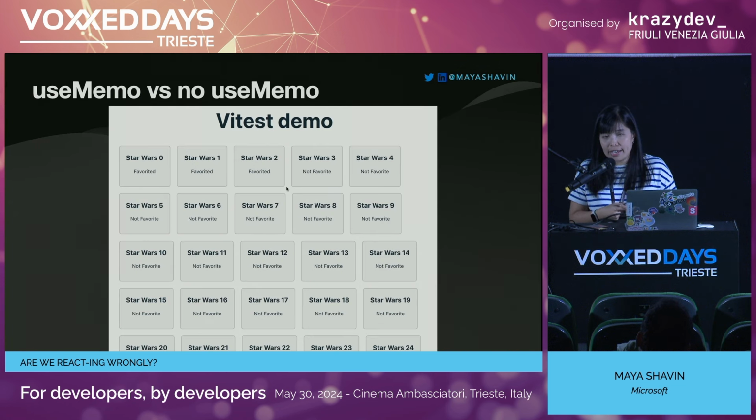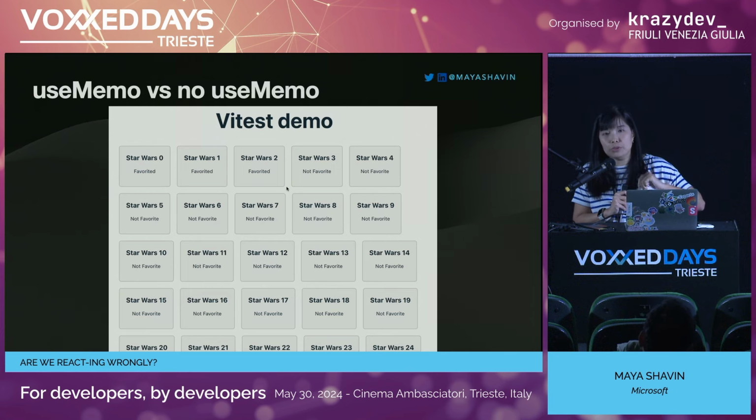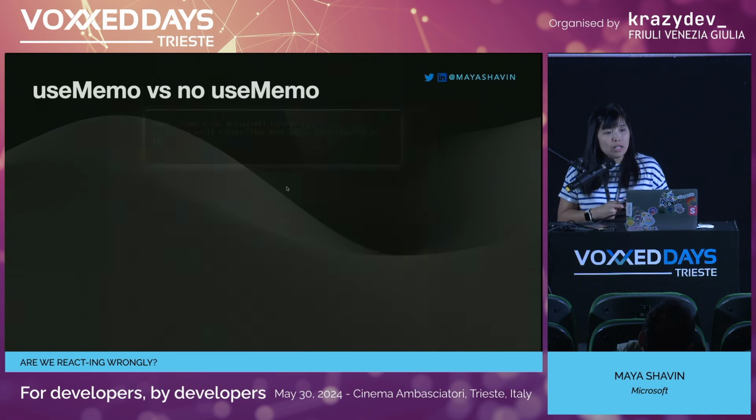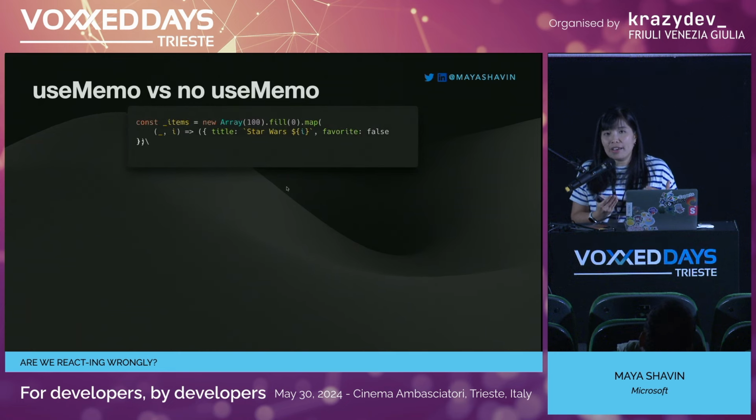For that understanding, I'm doing a very small comparison between two approaches. One is the implementation of a component with useMemo, and the other one is without useMemo. For both cases, I'm going to render a list of items, call it movies, for example, that only have a title and a status, whether it's a favorite by the user or not. The list of movies is randomly generated, starting with 100 items in the array.